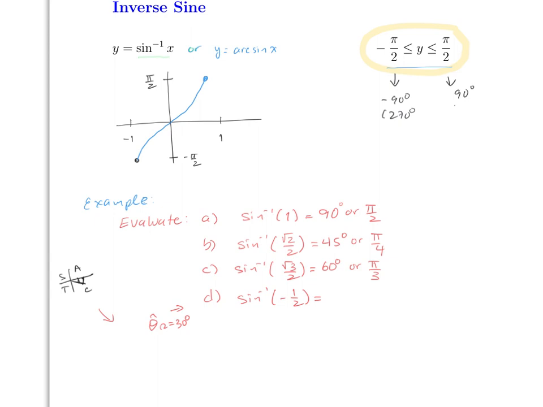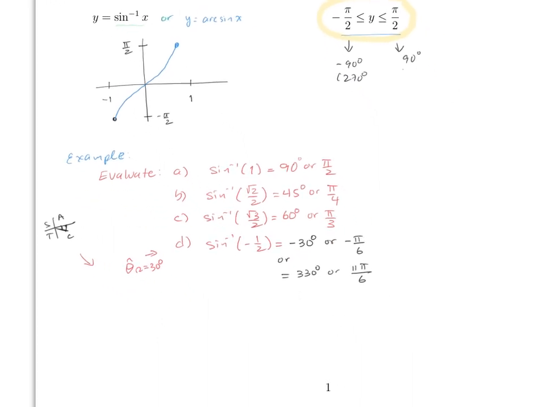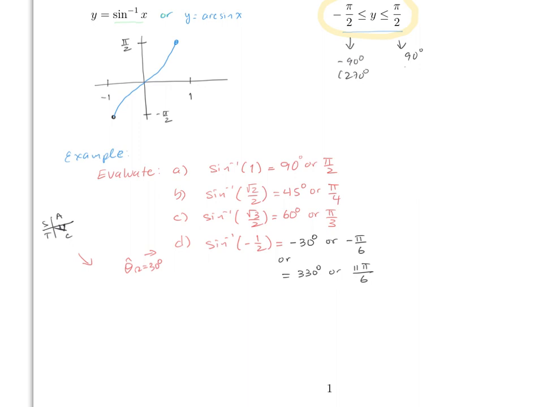So since the reference angle is 30 degrees, you can technically say this is minus 30 degrees or minus pi over 6, or minus 30 degrees is 330 degrees or 11 pi over 6. Okay? Either way is fine. So now for sine and tangent it is going to be very, very similar. You have already done this before, but now we're making it more official.